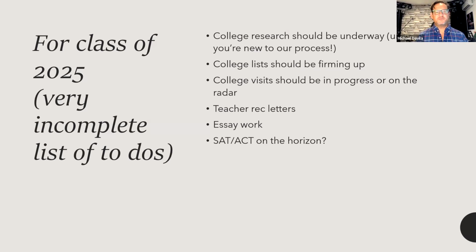What we want to avoid is having people procrastinating on their research and on their college list so that they're selecting schools in like September or October. That's actually prime time for getting your applications all sewn up. So we're going to be doing a lot of work over the summer on applications. So those college lists should definitely be firming up.